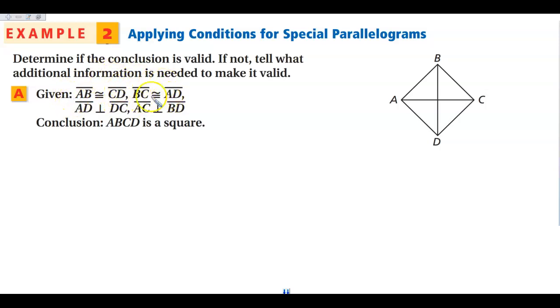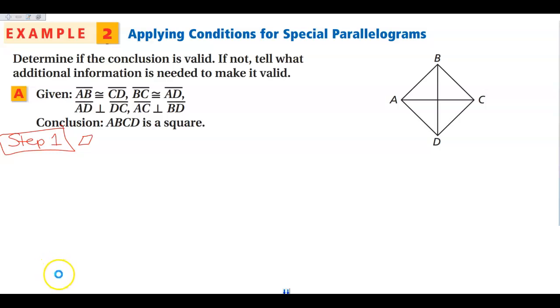So when I look here, I'm given that AB is congruent to CD, BC is congruent to AD, these sides are perpendicular and these are perpendicular. I want to show that ABCD is a square. So if you look at your notes, the first thing is broken down into 4 steps. So step 1 is, is ABCD a parallelogram? Okay, so in step 1, we're trying to conclude whether or not we have a parallelogram.